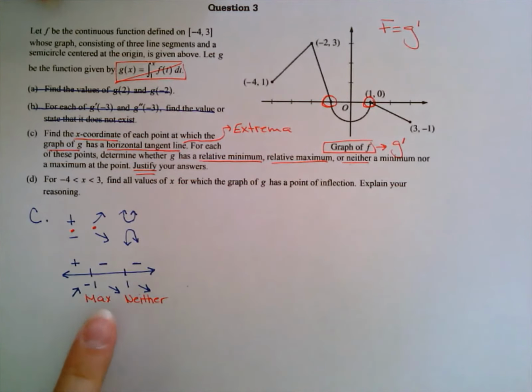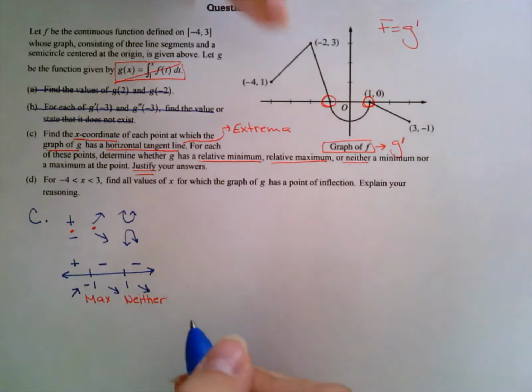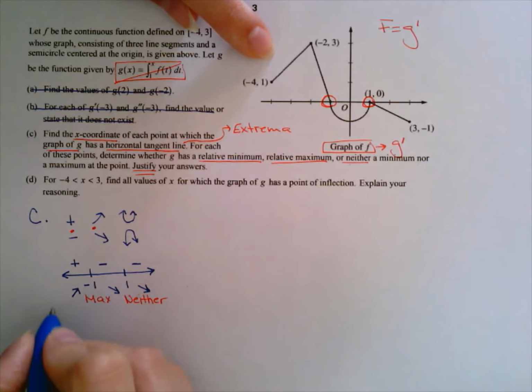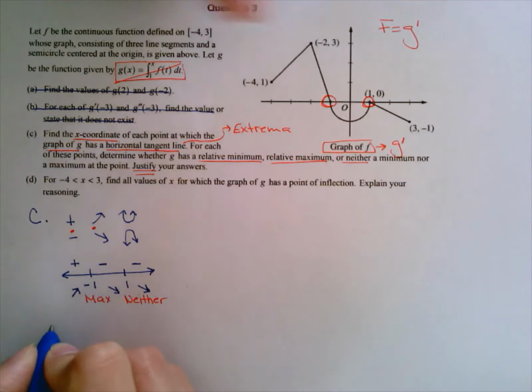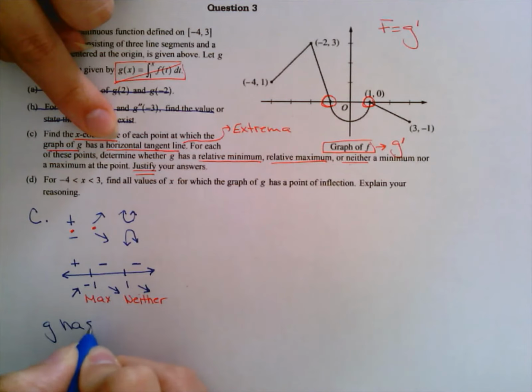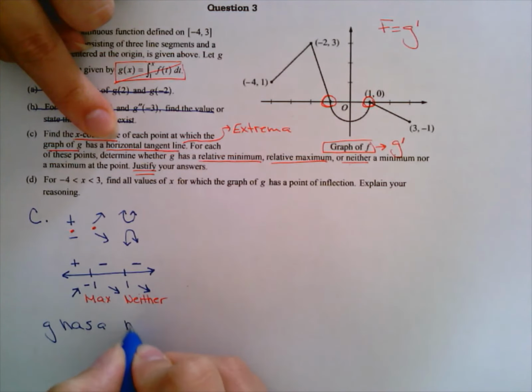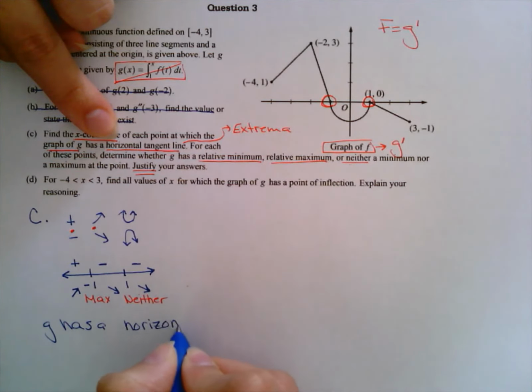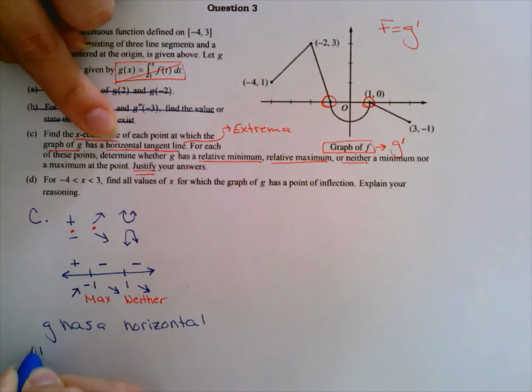Now, on the AP test, you do not get credit for this chart, but this chart is really good in helping you kind of map out your thoughts. So, I can say that G, let's use the same vocabulary that the question used, G has a horizontal tangent at x equals -1 and +1.